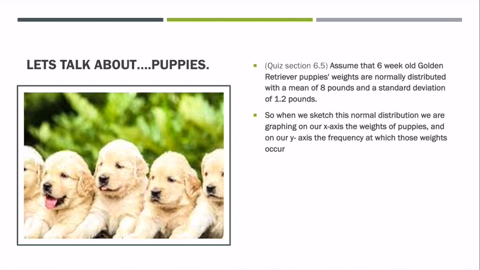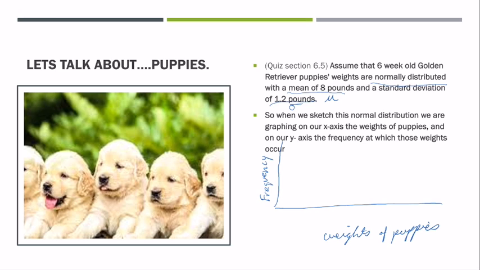So let's assume that 6-week golden retriever puppies' weights are normally distributed with a mean of 8 pounds, that's our mu, and a standard deviation of 1.2 pounds, that's represented by sigma, okay? So if we were to sketch a normal distribution of this graph, our x-axis is going to be the weights of puppies, and our y-axis is going to be the frequency at which those weights occur. Now, I know my mean is going to occur the most because it's a normal distribution, right? So here we have 8 as our mean, and that's where our peak is going to be.